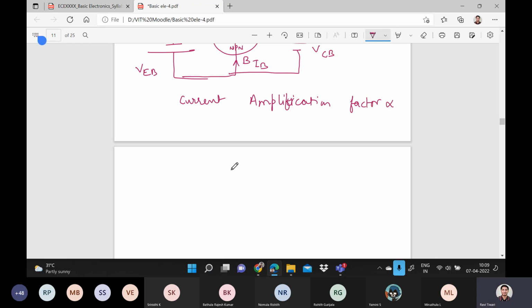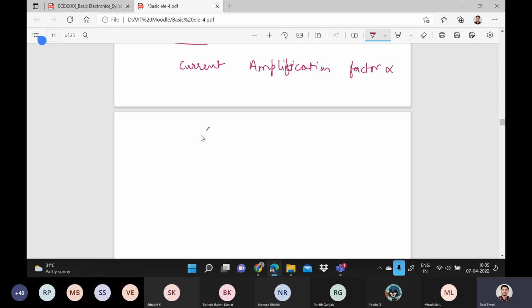That is alpha. Alpha is nothing but the ratio of the change of current IC by the change of current IE. What is that? The change in the output current. This is your output current and this is your input current. As you are doing the amplification, you have to check how much output you are getting and how much input you gave. So if I'm asking what the efficiency is, how will you calculate it? By taking the output by input, right?